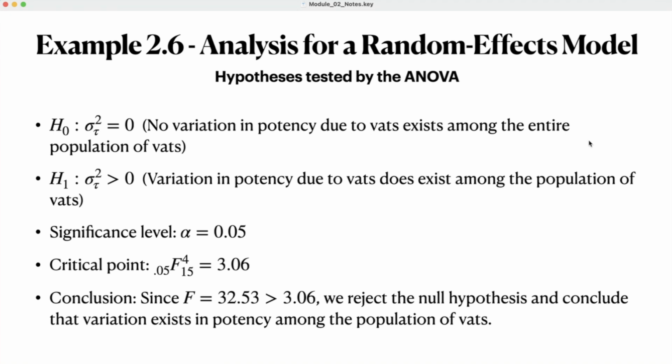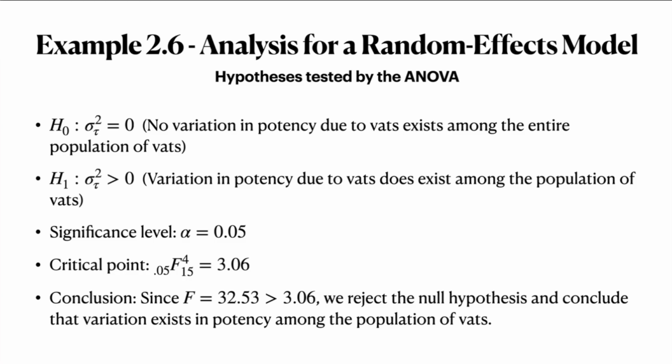And so what hypotheses are being tested? Well, again, the null hypothesis is that sigma squared sub tau is 0, and that is equivalent to saying that no variation in potency due to VATs exists among the entire population of VATs, against the alternative hypothesis that says that sigma squared sub tau is positive, indicating that variation in potency due to VATs does exist among the population of VATs.